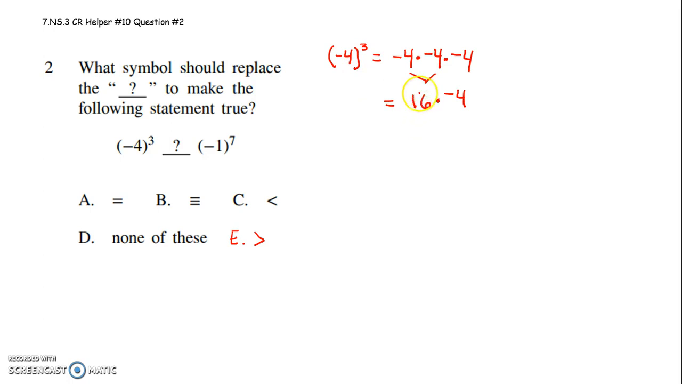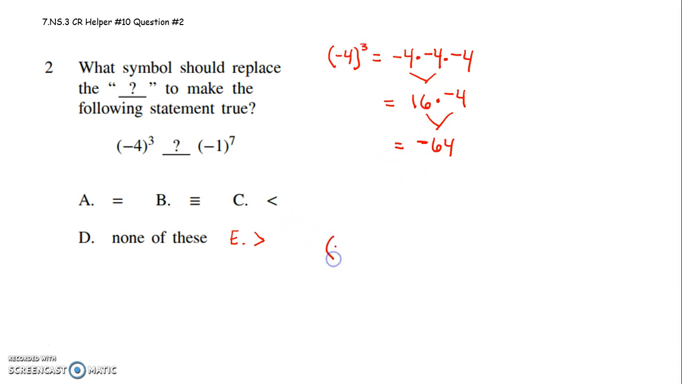So that's a positive 16 times a -4. Now we're at 16 times -4. A positive times a negative is a negative. 16 times 4 is 64. All right, so now we know -4 to the 3rd power is -64.